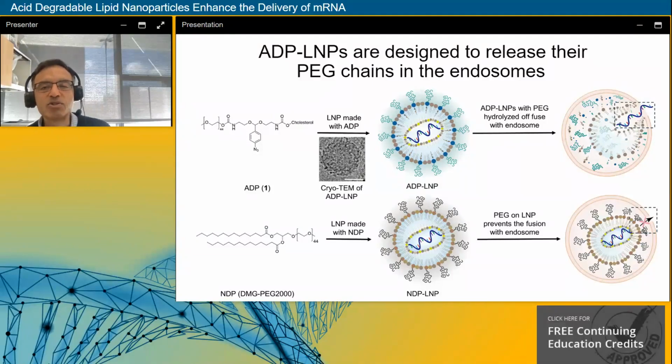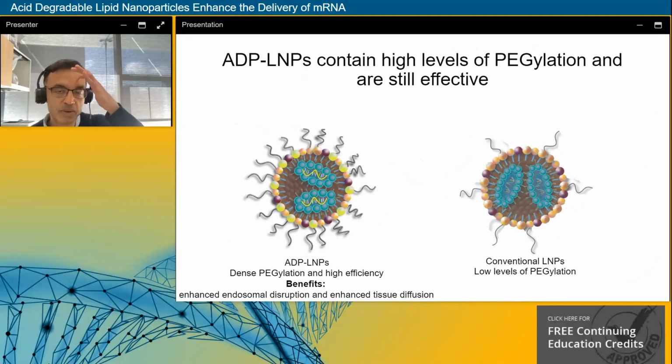In contrast, traditional LNPs shown on the lower part of this figure form LNPs beautifully, but the PEG chains do not come off and you're sequestered in endosomes.